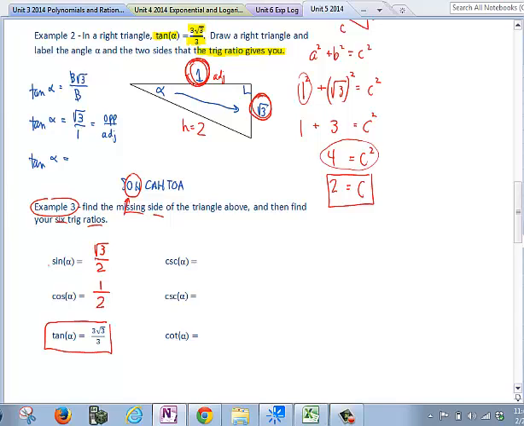Now notice I've lined up sine, cosine, and tangent to be with their reciprocal trig ratios. So that makes things easier if you line them up this way, because once you find your 3 trig ratios, you really have your 6 trig ratios. So I'm just going to do the reciprocals.